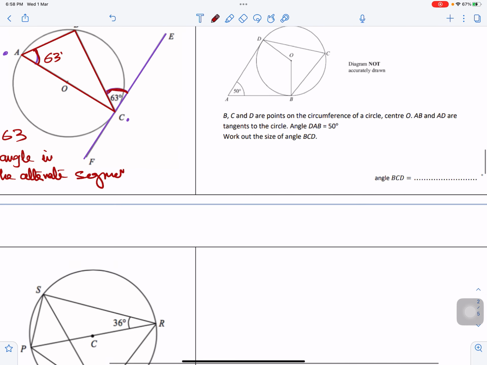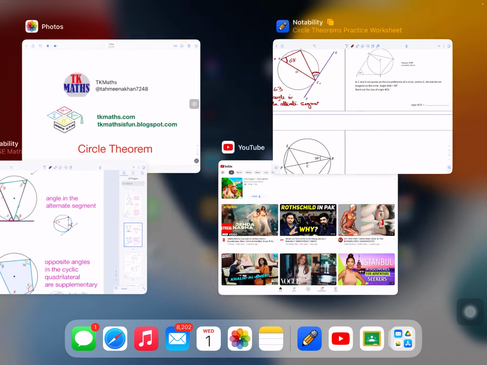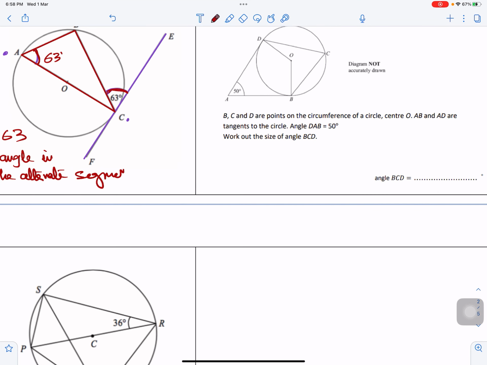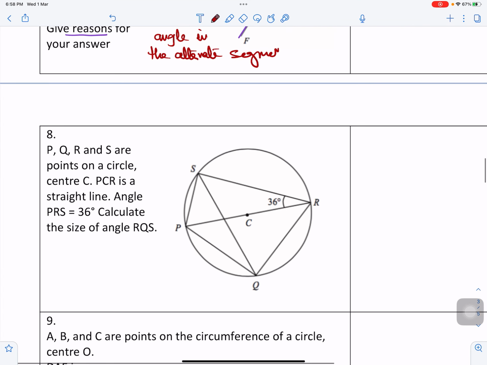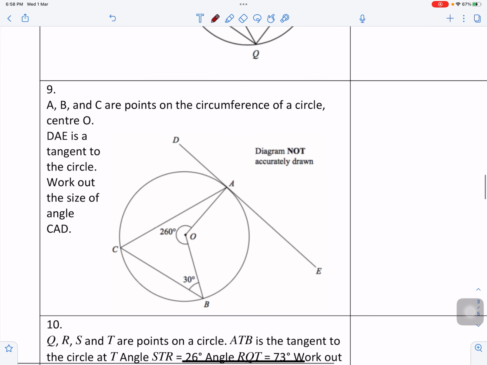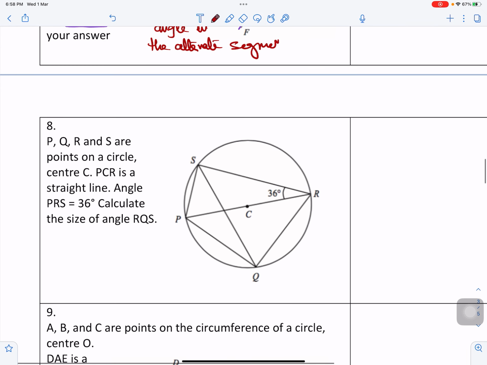This is the same type of question I've done before. So let's do this one and then we will finish it. Okay, calculate the size of the angle RQS. RQS means this angle I have to calculate. This is a good question. So what comes to your mind? How can you find it?